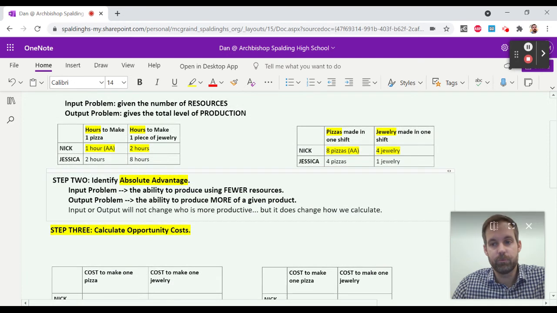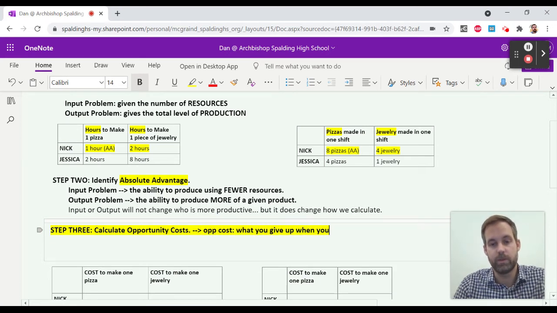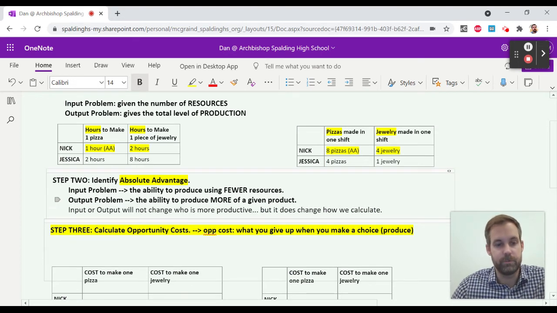Right. Step 3 is the most critical step in this process. And this is the one you absolutely have to get right. You have to know how to calculate your opportunity costs. And so we'll start here with a reminder that an opportunity cost is what you give up when you make a choice, or in this case, when you produce one good instead of another. And so we need to figure out how much does each person give up to do one level of production. There is a difference between how you calculate your input problem and your output problem opportunity costs.